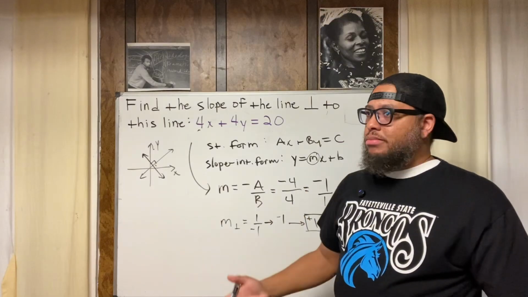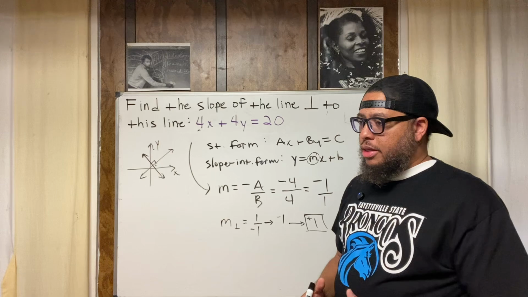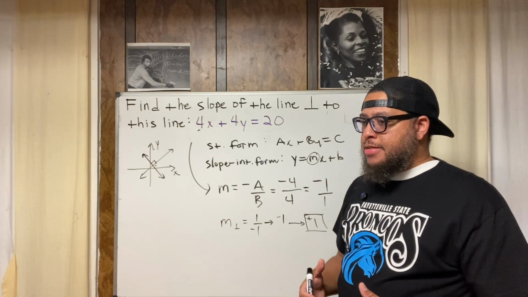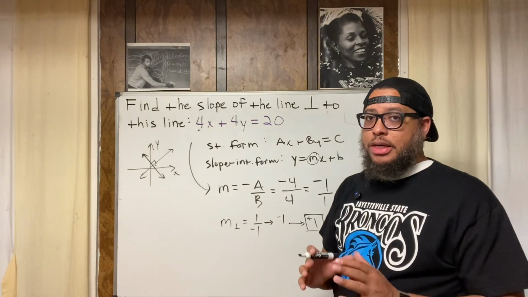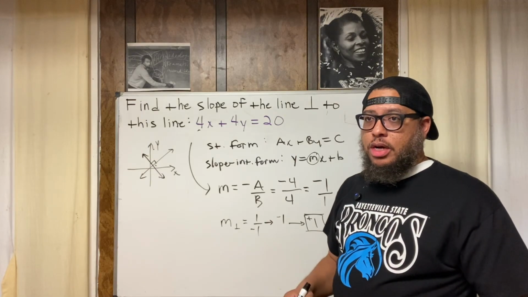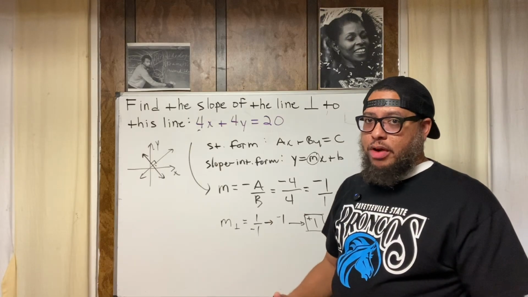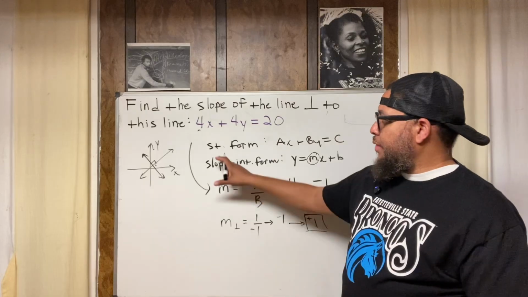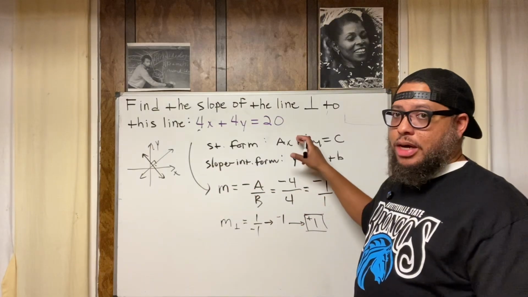It's kind of like if you read a book and the language is very intellectual, very advanced, includes very advanced vocabulary, and you want to simplify it for a different audience, for younger children that may not understand that type of reading or that type of information. That's like going from standard form to slope-intercept form. You make it more palatable, more understandable.